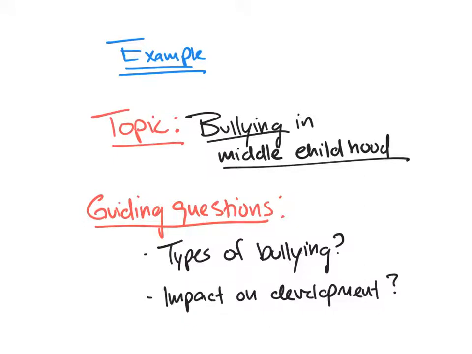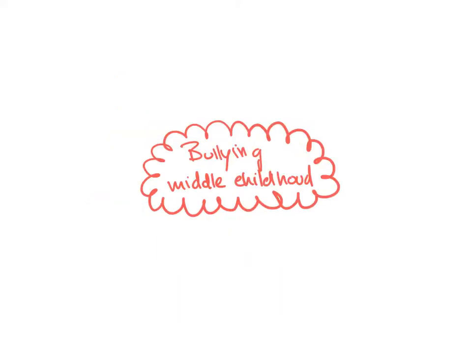So some things that come to mind for bullying in middle childhood might be the types of bullying. There's all sorts of different kinds of bullying. What are they? What are those types of bullying that people experience? And let's say I'm interested in the impact of bullying on one's development in middle childhood. Now I'm ready to start documenting keywords and phrases and my ideas in the mind map itself.